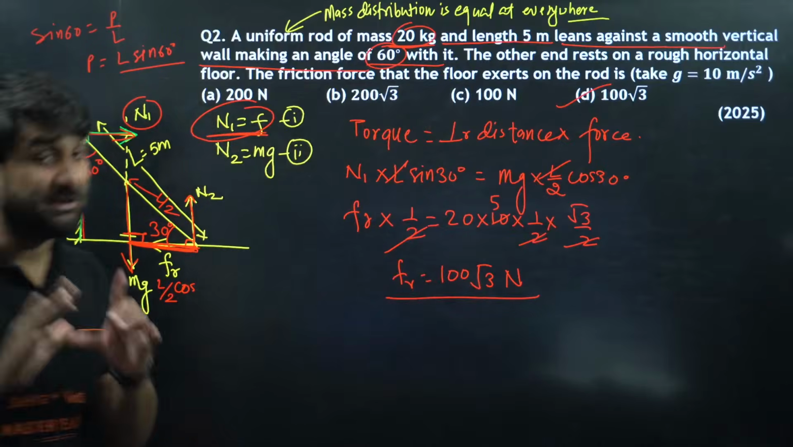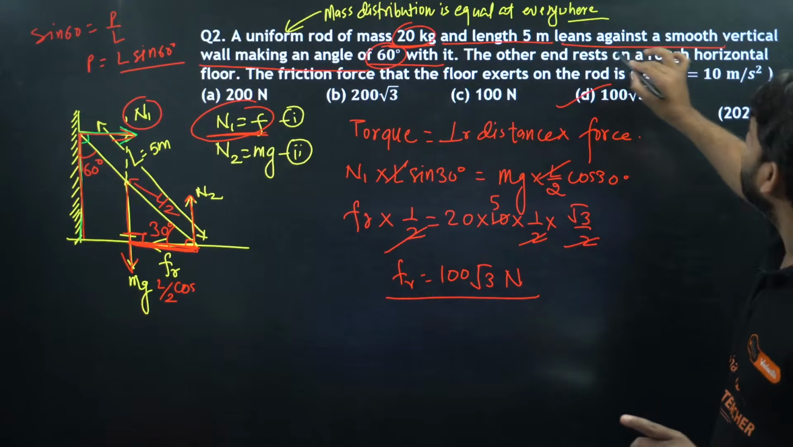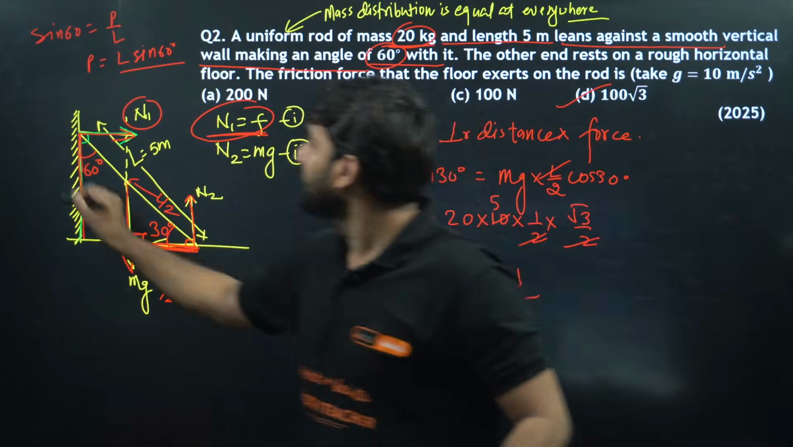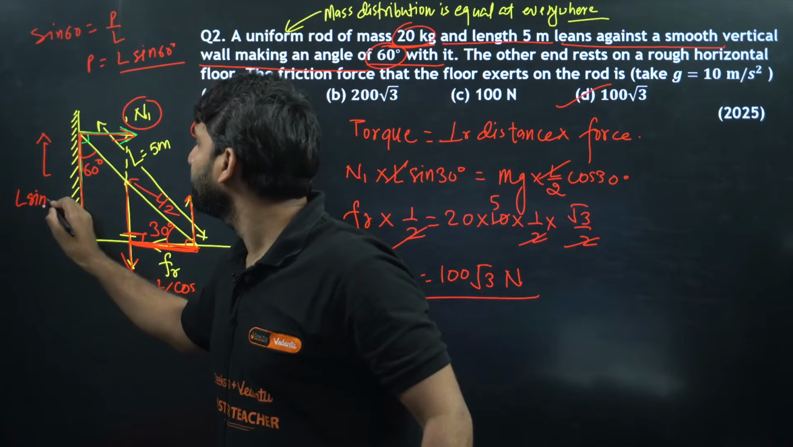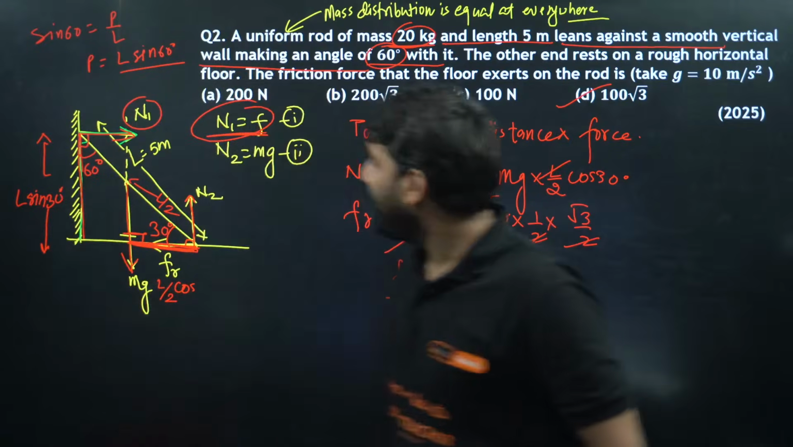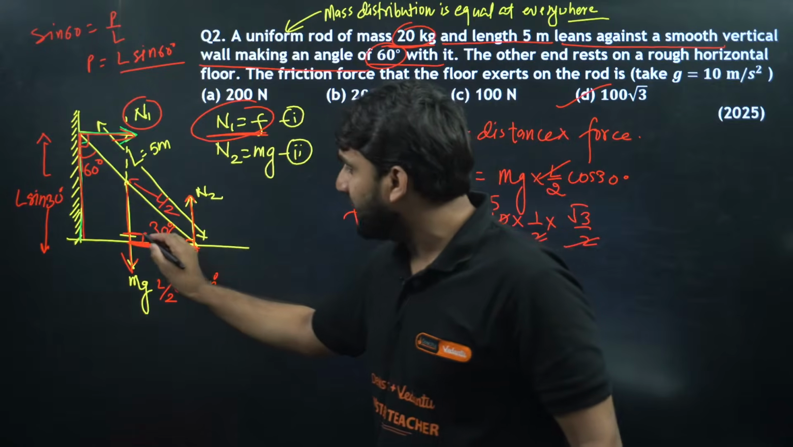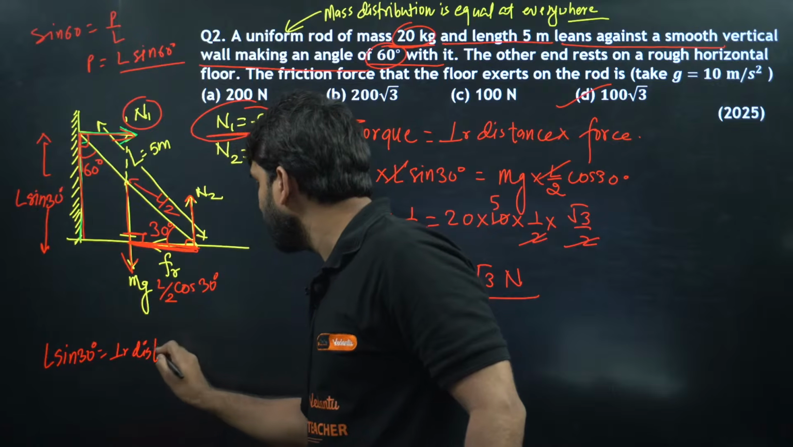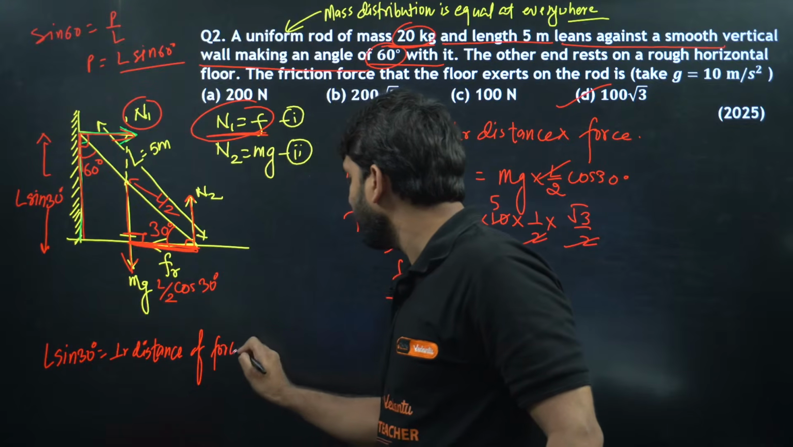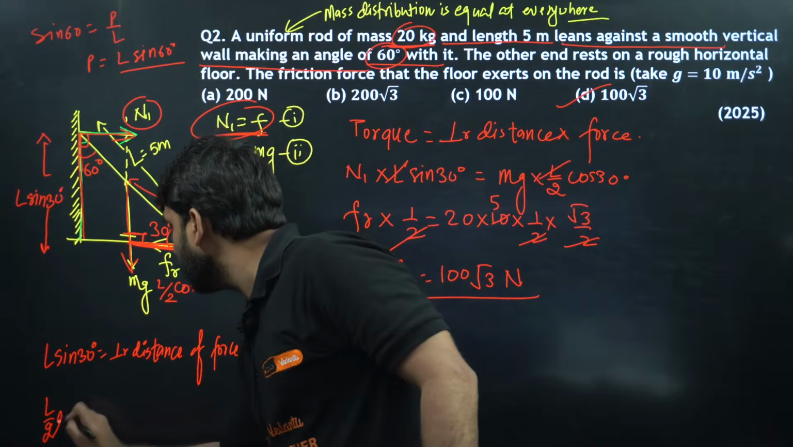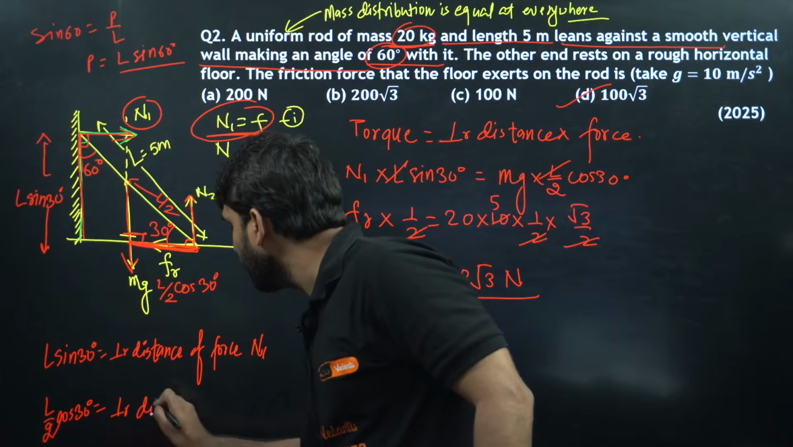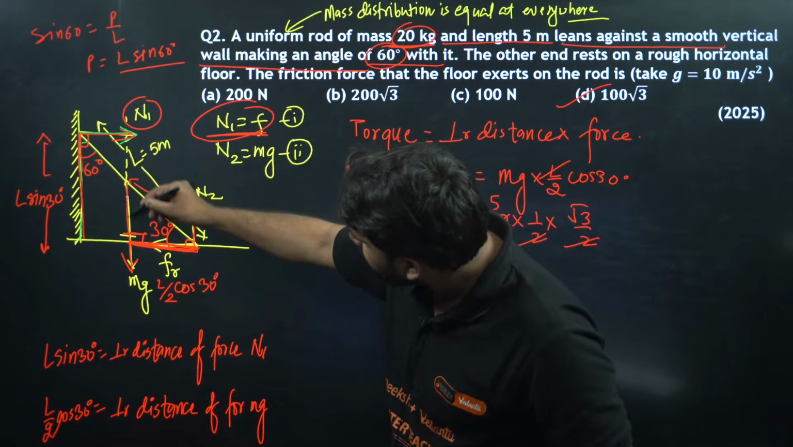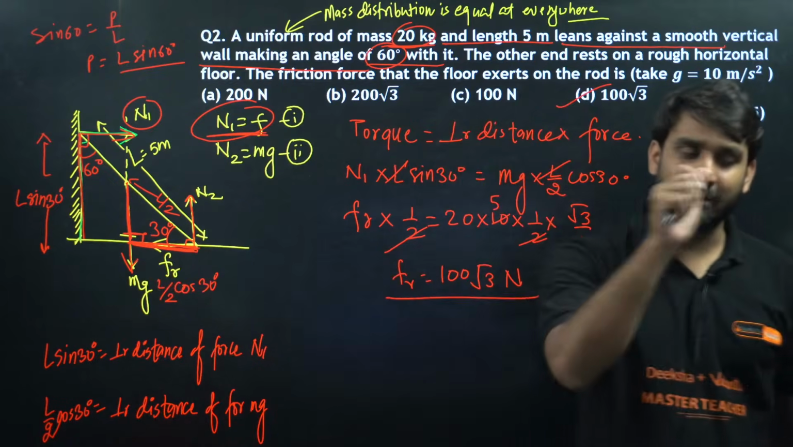So reading the questions carefully is a very important part, because the question is saying the rod is leaning against the wall at 60 degrees. So if this is 60 degree, this angle will become 30 degree. And if this is 30 degree, the value of this whole will be equal to L sine 30, which is perpendicular distance for N1, and L cos 30 degree, this will be the perpendicular distance for N2. So L sine 30 degree is the perpendicular distance of force N1, right? And L by 2 cos 30 degree is the perpendicular distance of force mg. So for mg, the perpendicular distance will be L by 2 cos 30.